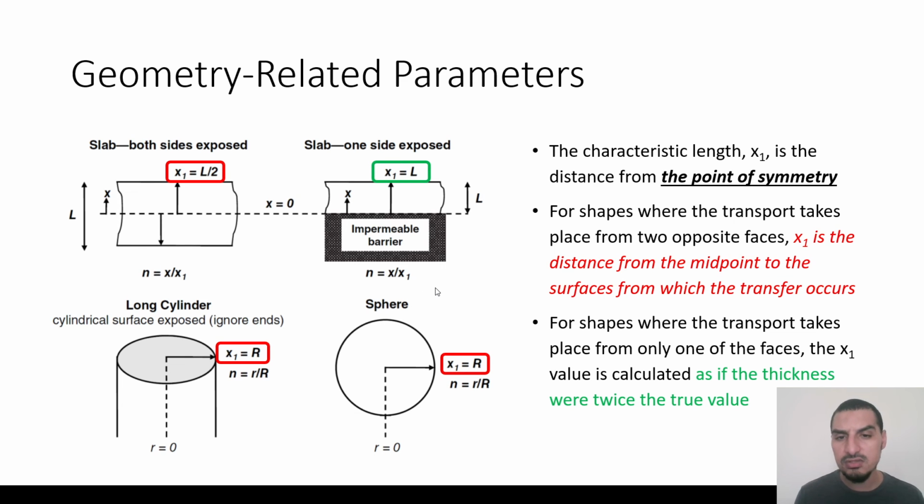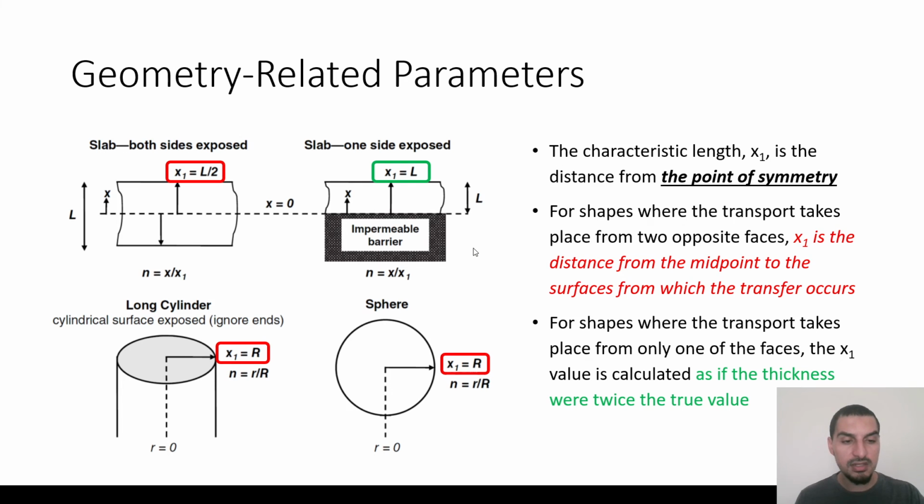So this is not a real symmetry. It's an imaginary symmetry. So we can assume that this is half of a total shape, which has an imaginary other half, and this imaginary half has the same length. So this side now is the axis of symmetry, the surface here. And from the axis of symmetry to the surface is going to be the value of X1, which is L. So these are the dimensionless parameters.